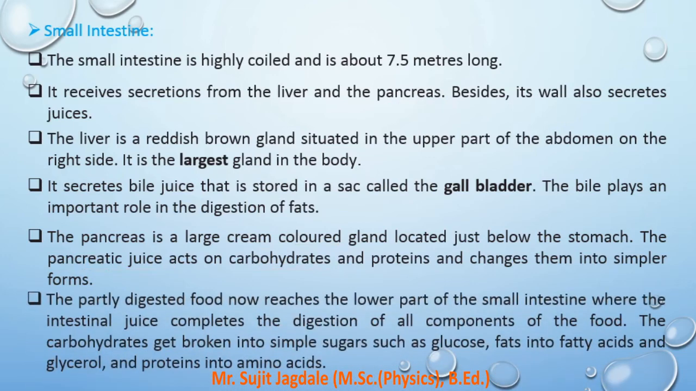Now the partly digested food reaches the lower part of the small intestine, where the intestinal juices complete the digestion of all the components of food. Carbohydrates are broken into simple sugars such as glucose, fats into fatty acids and glycerol, and proteins into amino acids. So it is the last process. That means the remaining food is processed.